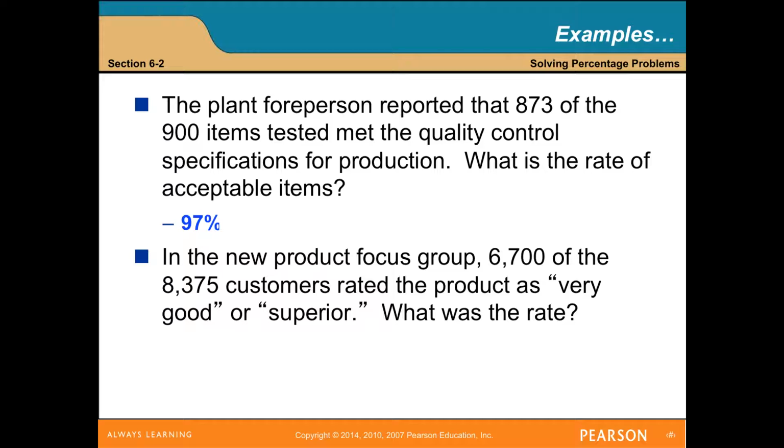In the new product focus group, 6,700 of the 8,375 customers rated the product as very good or superior. What was the rate? When you work that out, it's 80%.